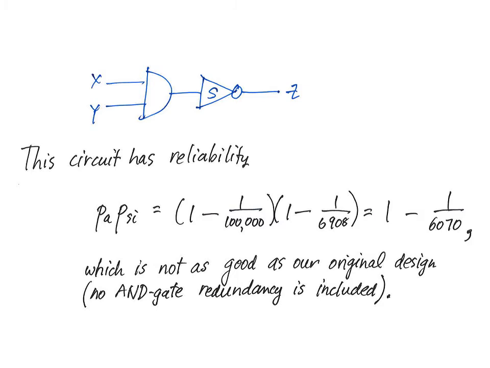But that's because the AND gates were not included in the redundancy, just the inverters. But the results are comparable.